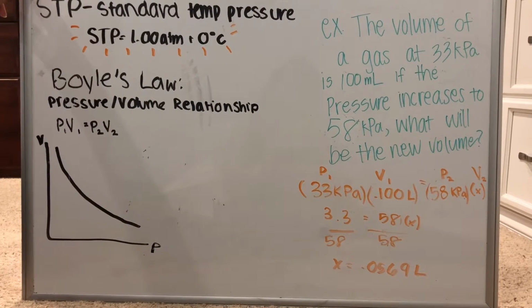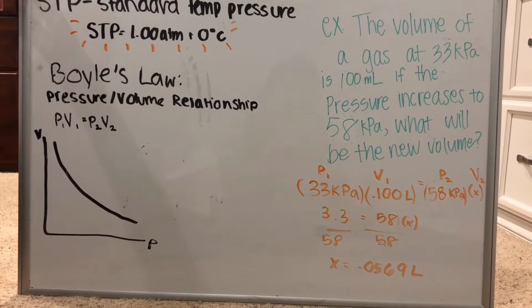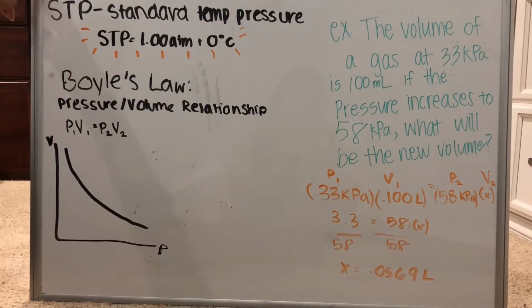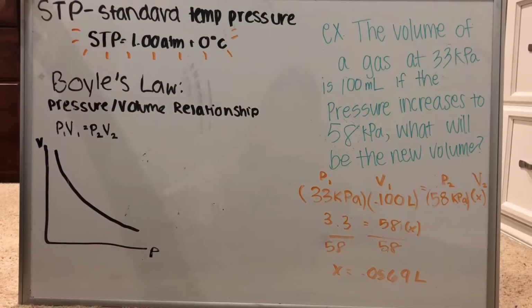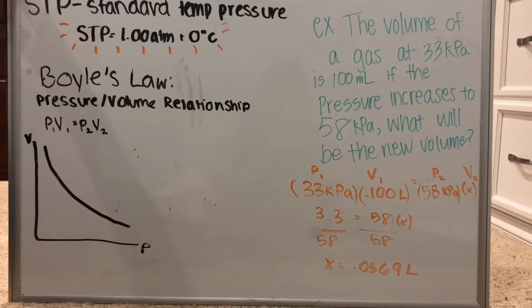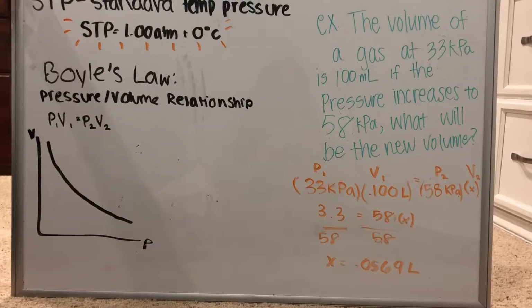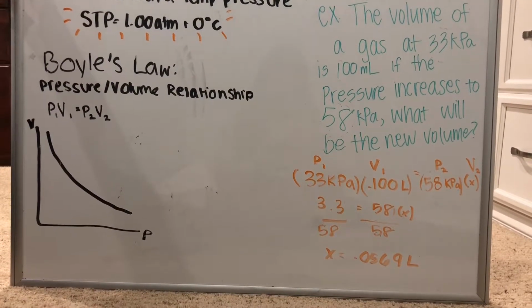There are 4 major basic gas laws, one being Boyle's law, which is the pressure-volume relationship. The pressure is inversely related to volume in Boyle's law. An example of this is: the volume of a gas at 33 kPa is 100 milliliters. If the pressure increases to 50 kPa, what will be the new volume?